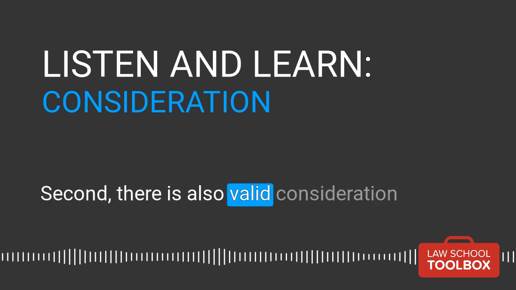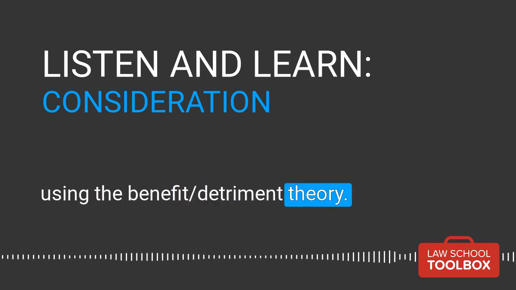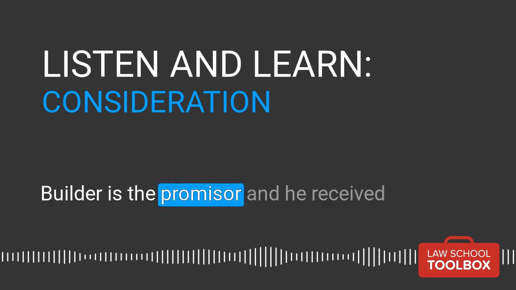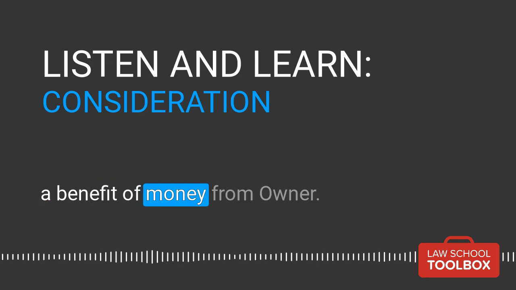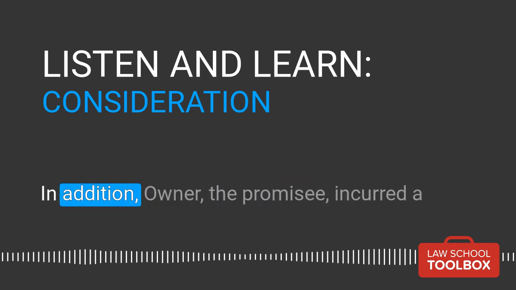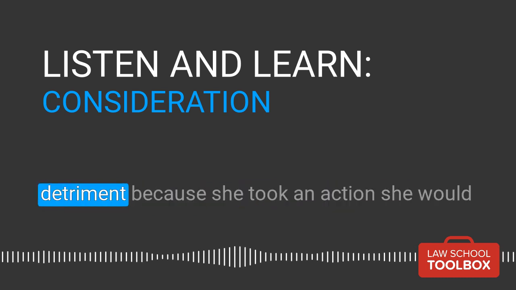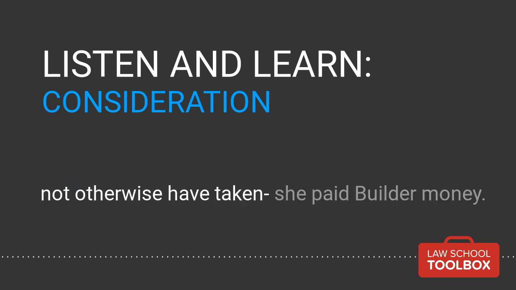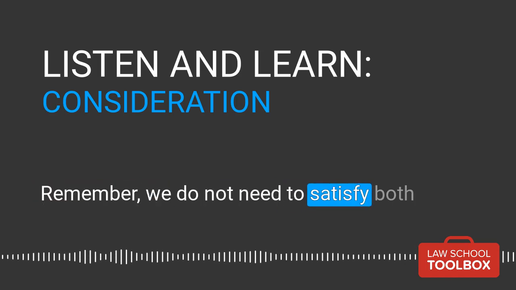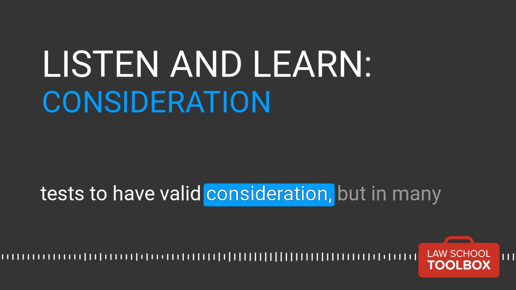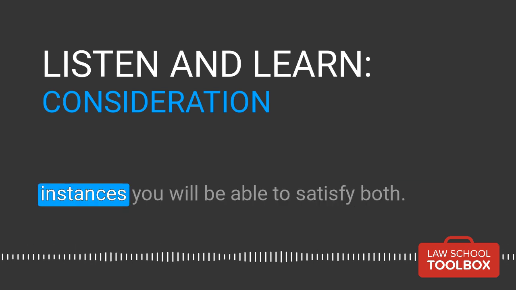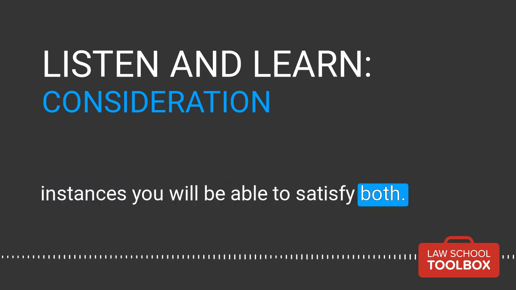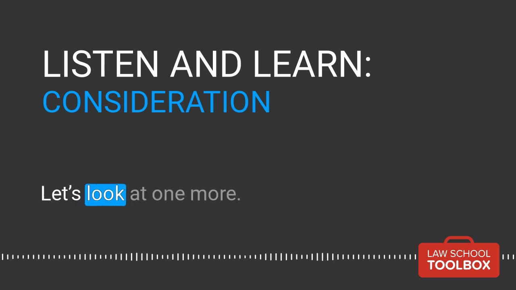Second, there is also valid consideration using the benefit-detriment theory. Builder is the promisor, and he received a benefit of money from owner. In addition, owner, the promisee, incurred a detriment because she took an action she would not otherwise have taken. She paid builder money. Remember, we do not need to satisfy both tests to have valid consideration, but in many instances, you will be able to satisfy both. Let's look at one more.